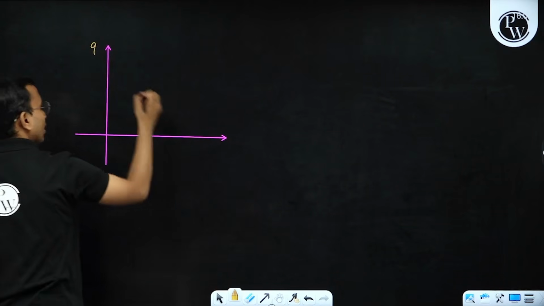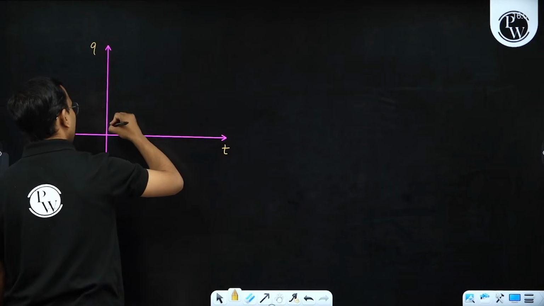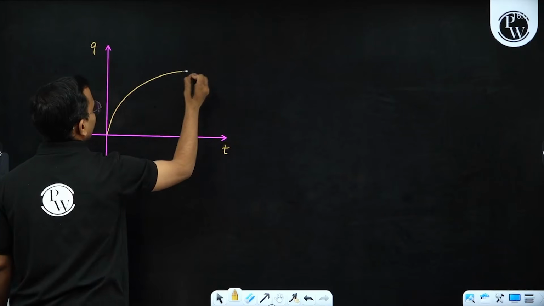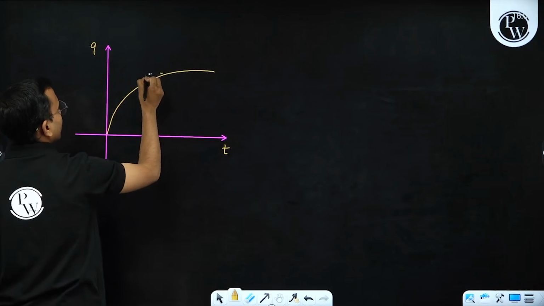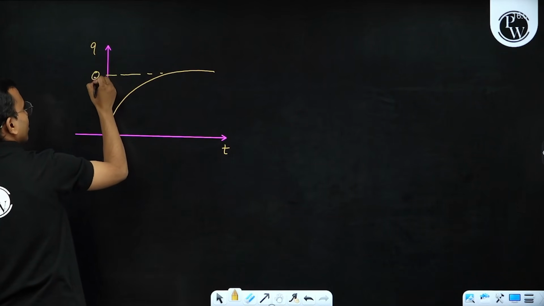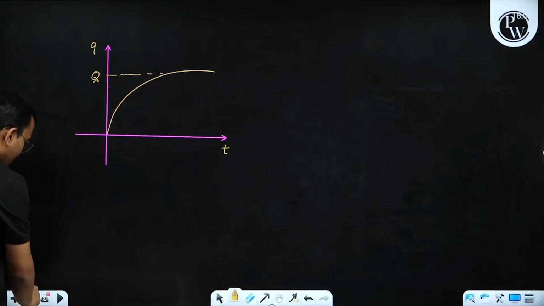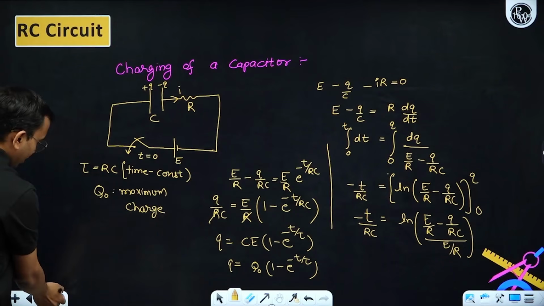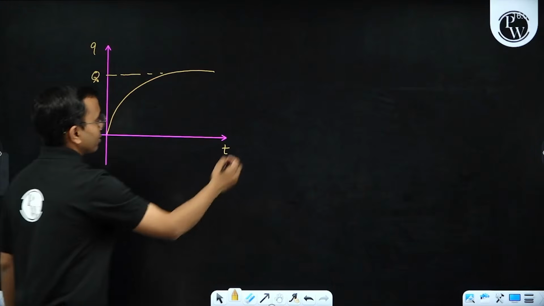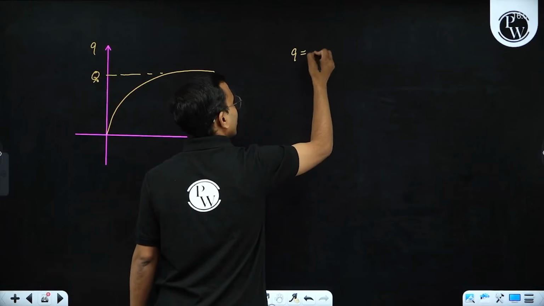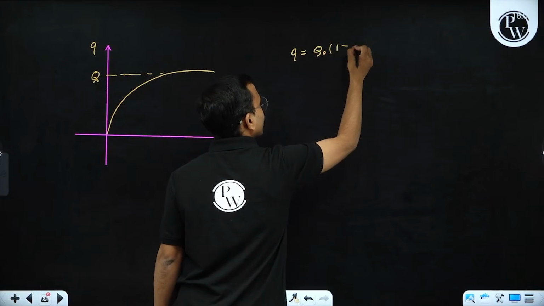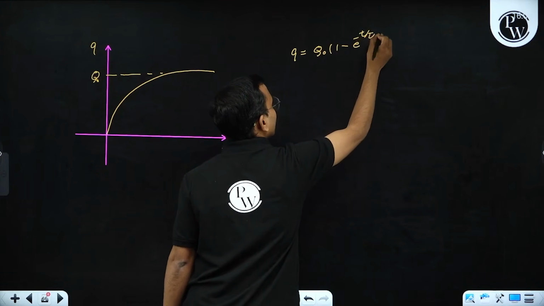Q as a function of time t, starting from 0 and reaching a steady state. This is my Q naught. This is how it is going. Now if I try to write the equation for current, I have the charge Q as Q naught into 1 minus e to the power minus t by tau.